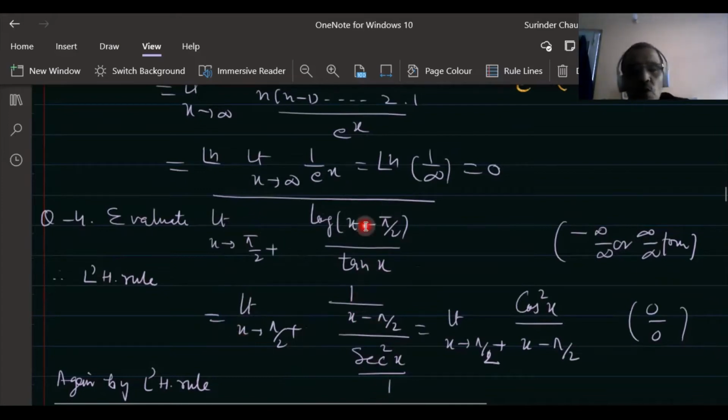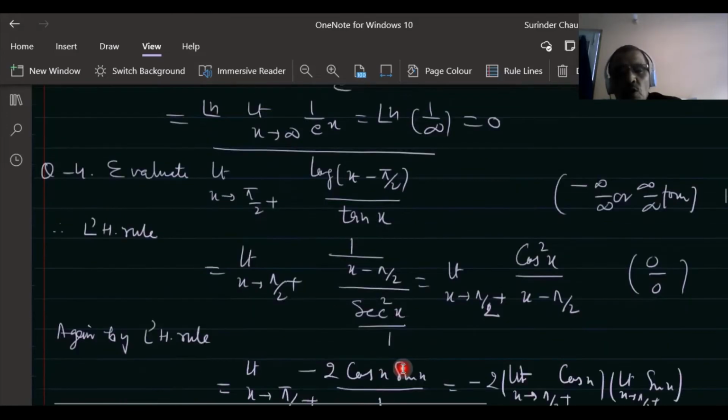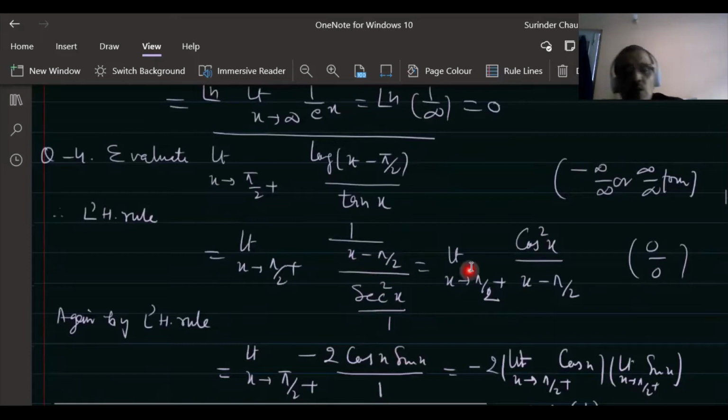So the derivative of the numerator is 1 upon (x minus pi by 2), since the derivative of (x minus pi by 2) is 1, and the derivative of tangent x is secant square x. Converting secant into sine and cosine, this becomes cos square x upon (x minus pi by 2). As x approaches pi by 2 from the positive side, cos of pi by 2 is 0, so it is 0 by 0 form.